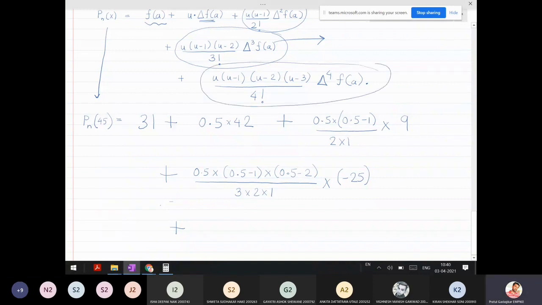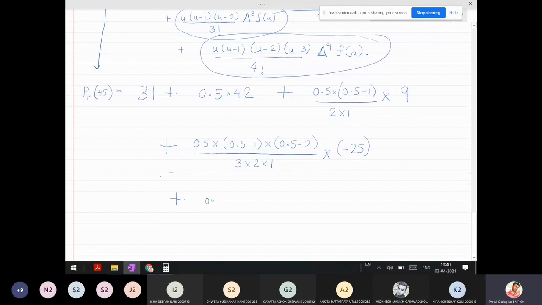Plus the last thing is 0.5 into 0.5 minus 1 into 0.5 minus 2, that is u minus 1, u minus 2, u minus 3. This is what I'm writing, into 0.5 minus 3 upon 4 factorial. What is the meaning of 4 factorial? 4 into 3 into 2 into 1.